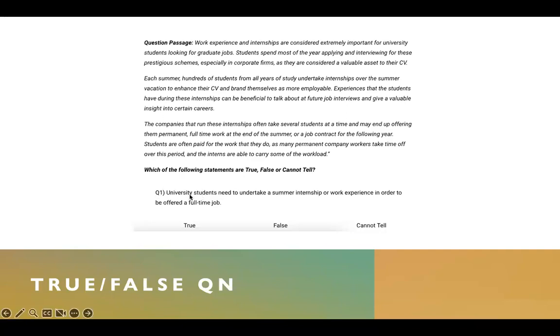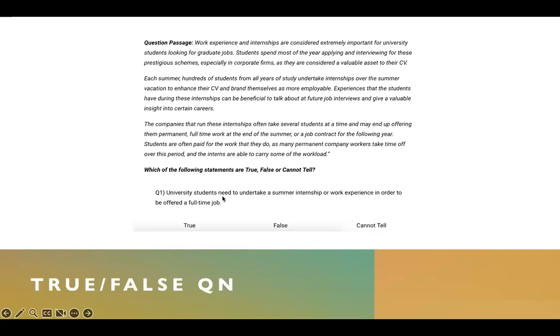So question 1, university students need to undertake a summer internship or work experience in order to be offered a full-time job. So that's what the statement is saying. And then it's saying, which of the following statements are true, false, or cannot tell? So essentially, I read the statement and then looked at the text. What I do next after reading the statement is actually finding some keywords. So a keyword that I would pick up is university students.